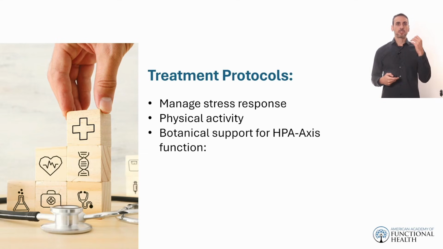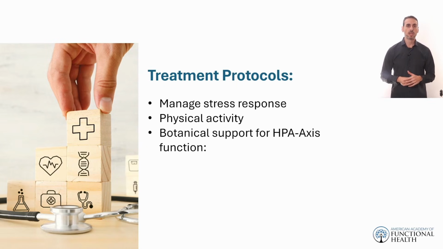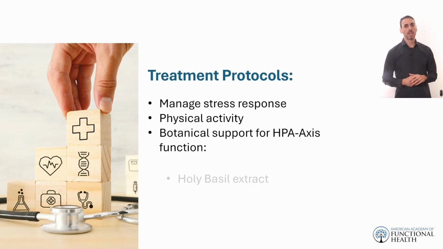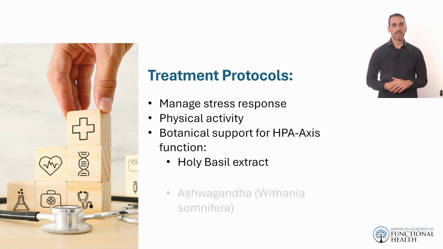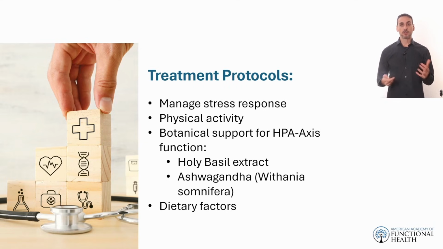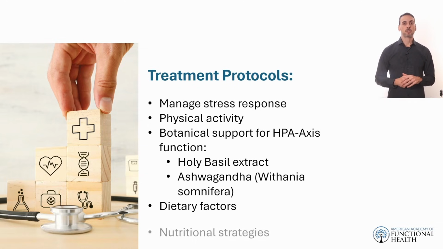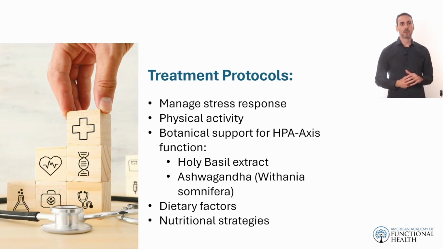We can also use botanical support. So this is a more integrative health approach. Botanical supports, we have several powerful tools that we can consider using for both reducing anxiety or stress, for regulating the HPA axis, for supporting reduction in blood pressure. I'll give you a few examples such as holy basil extract and ashwagandha. And dietary factors are really important. For example, the DASH diet. There are multiple studies on the DASH diet. And then nutritional strategies, which I'll give you a few examples of in a minute.